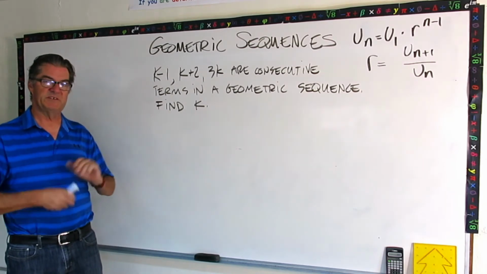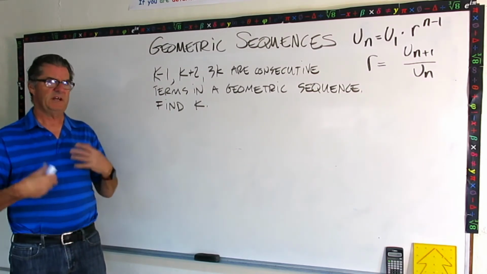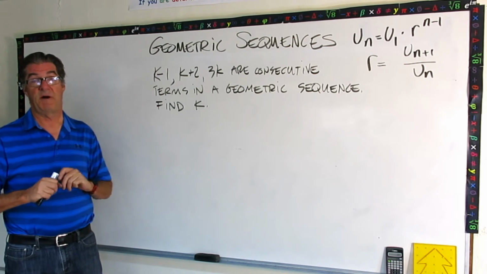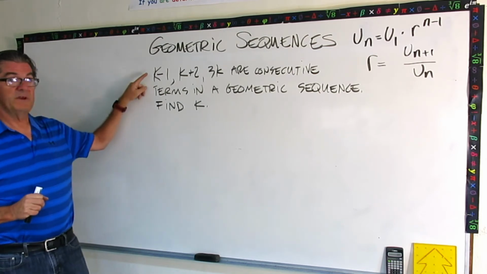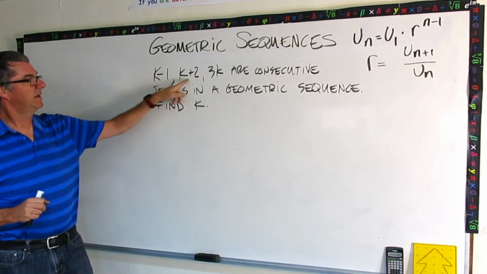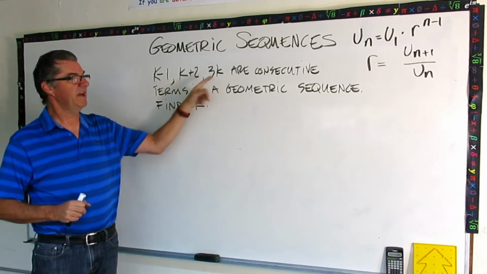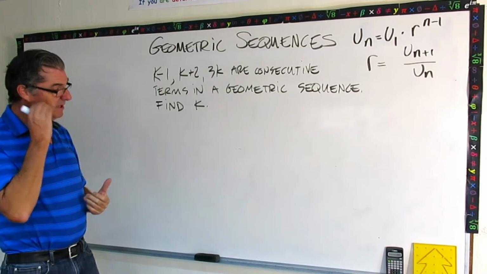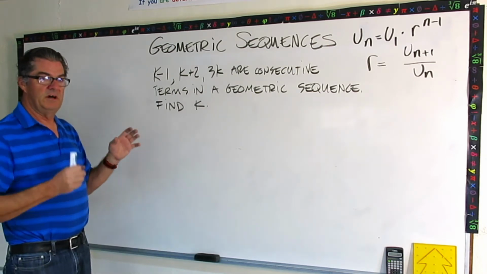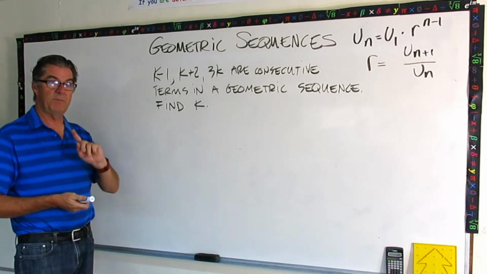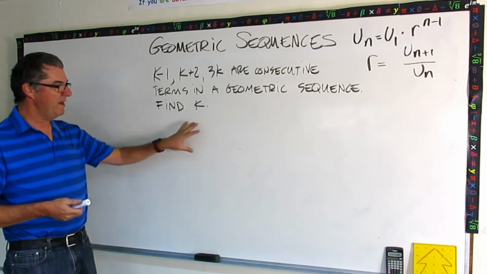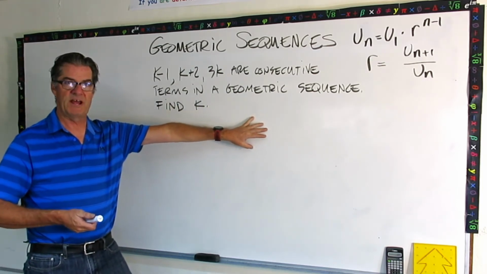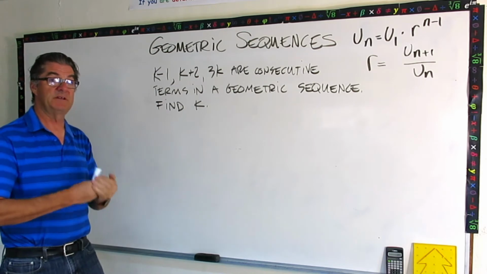We set one up like this for the arithmetic sequence. It kind of works the same way, just different mathematics. A little more complicated. So we have k minus 1, k plus 2, and 3k are consecutive terms in a geometric sequence. So now we need to find k. So the problem setup step, I'm going to ask you to pause that right now. What equation are you going to be able to write using the concept of a common ratio?